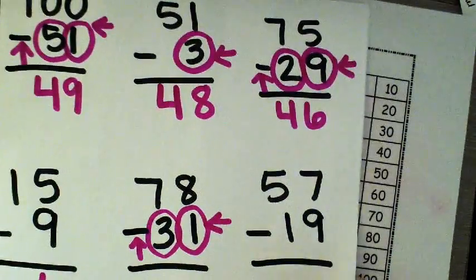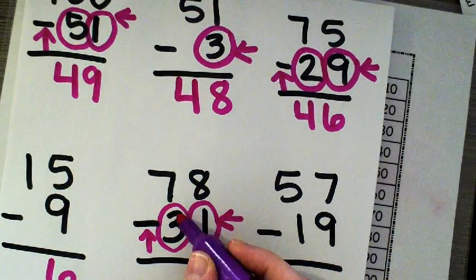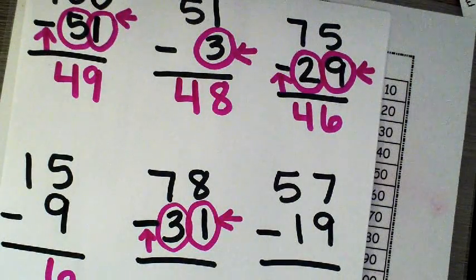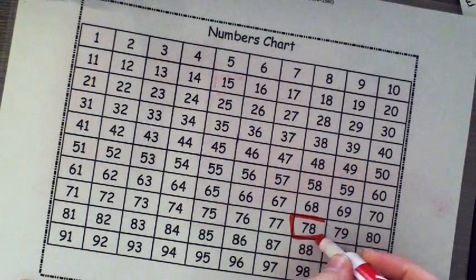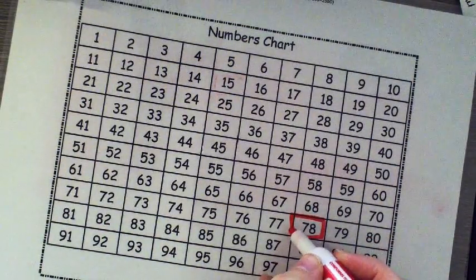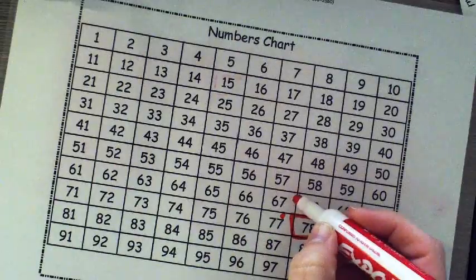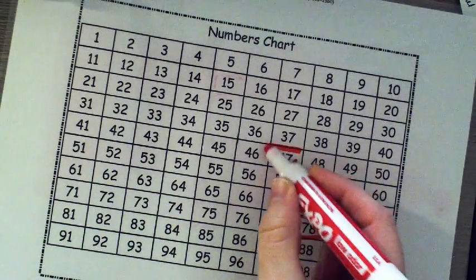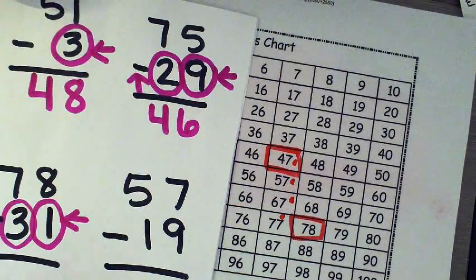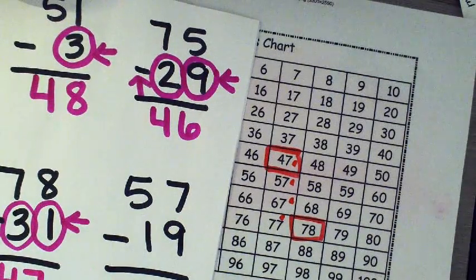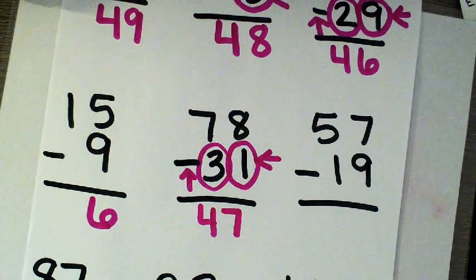Our next problem is 78 minus 31. So that means that we have 1 one and 3 10s. So let's go ahead and our first step is to find our 78. And we're going to move backwards 1, so we're at 77. And then we're going to move 10, 20, 30. So 10, 20, 30. So we got an answer of 47. So make sure you write out your answer.